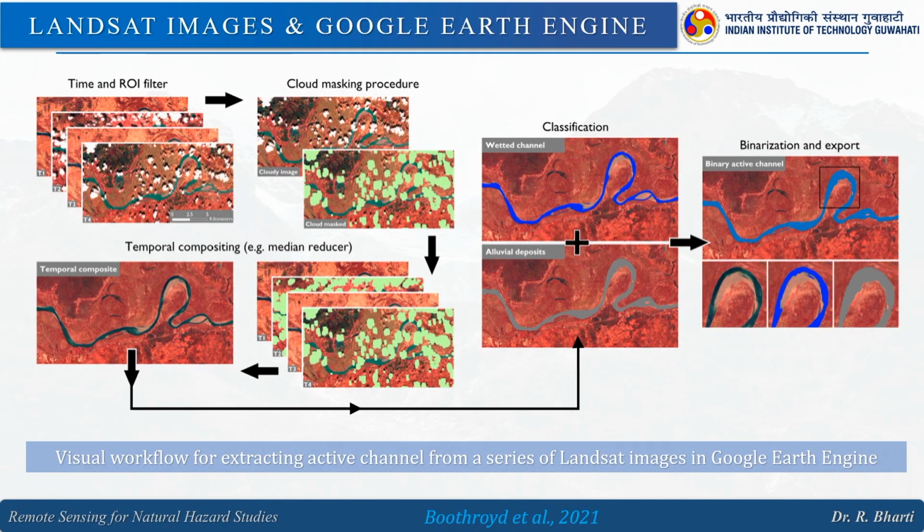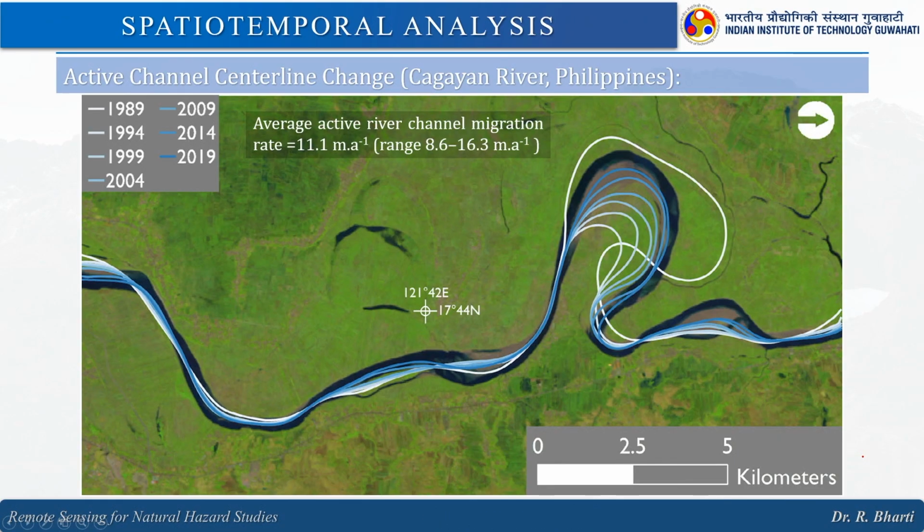This is an example of Landsat images used in Google Earth Engine: a visual workflow for extracting the active channel from a series of Landsat images in Google Earth Engine. So, this is spatiotemporal analysis. This is another example of how it is changing with time. You can see 1989 to 2019 how this is changing, right.